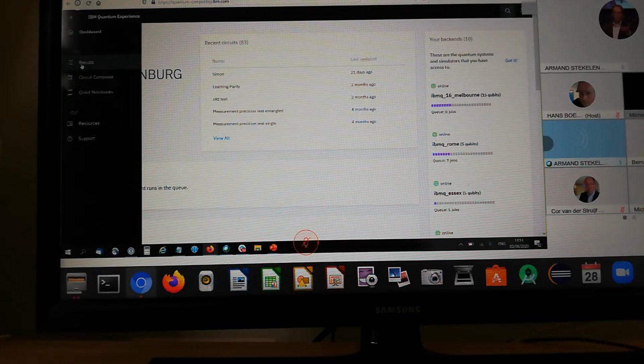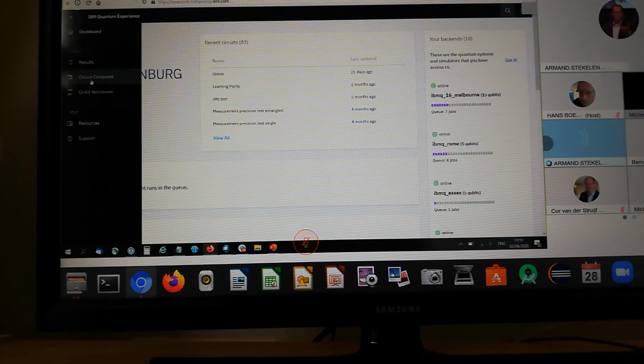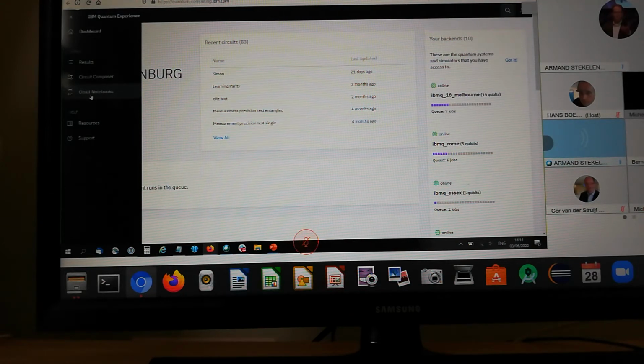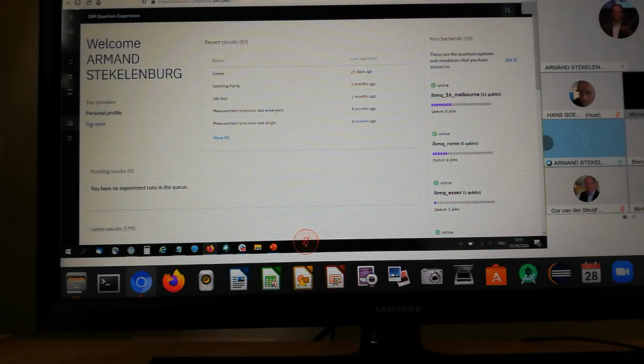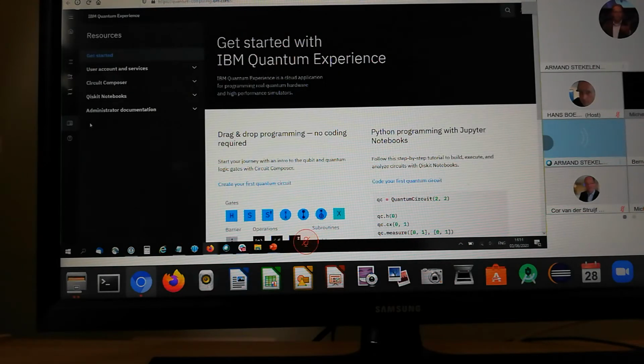this menu, you can view your results. You can run the circuit composer, which we will do later, as well as Qiskit. We'll dive into that as well. But let's move to the resources first. And there you see 4 possibilities. Anything you want to know about managing your account and services, we'll skip that.